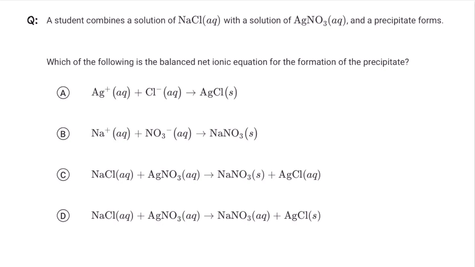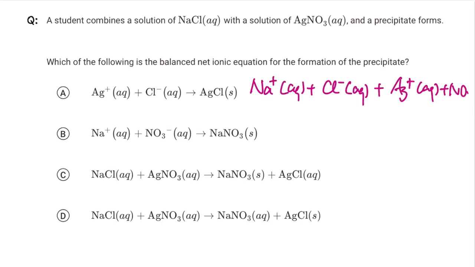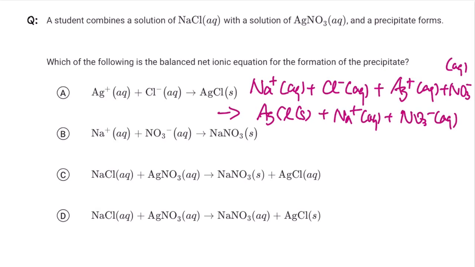So again, the first step is to write it in terms of the complete ionic equation. Sodium cations plus the chloride anions and silver cations and nitrate anions produce the precipitate silver chloride in solid and sodium cations and nitrate anions. Again, nitrate anions and the sodium cations are canceled out. The leftover is called the net ionic equation. So the answer is A.